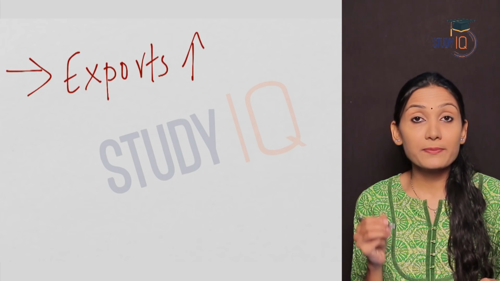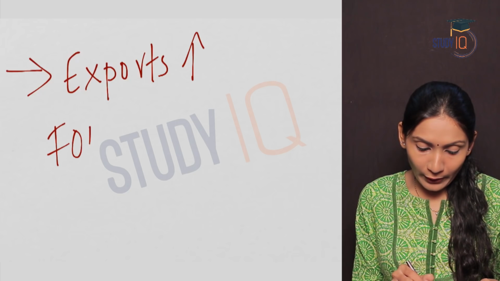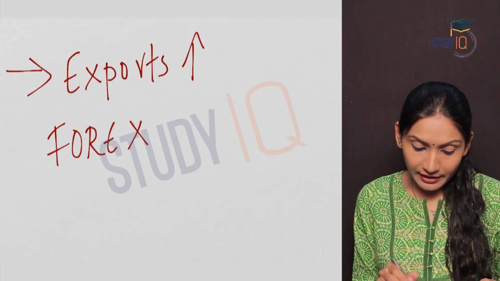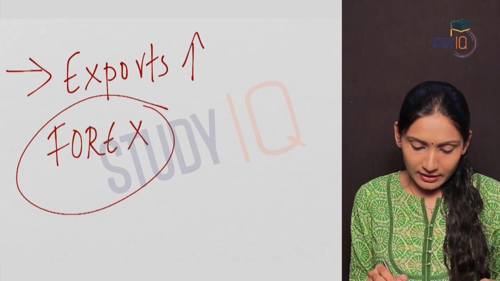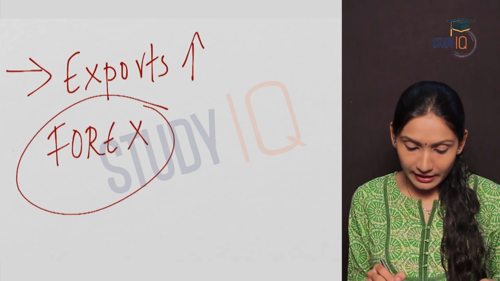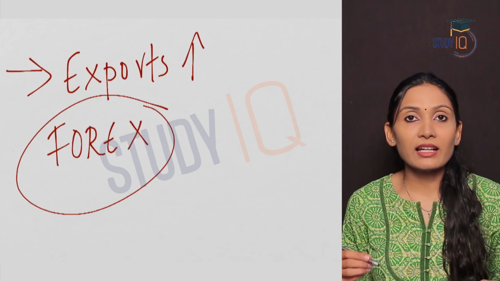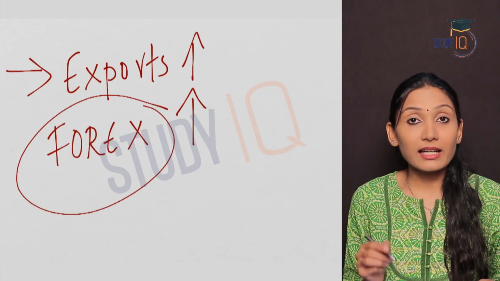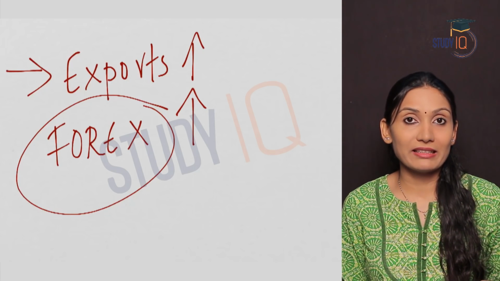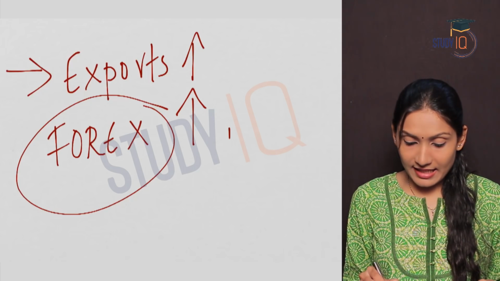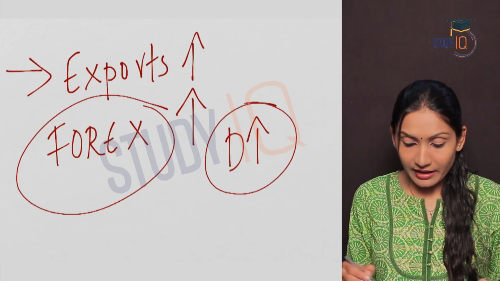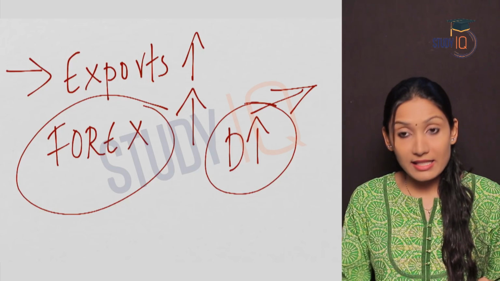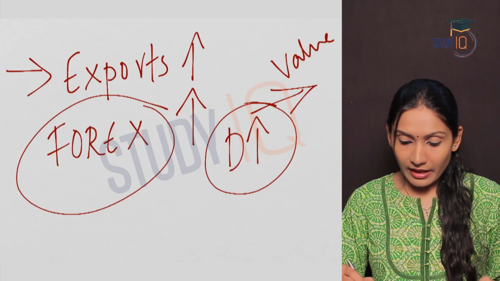So increasing exports will result in more forex of the country. When a country has more forex reserves, the value of the currency of that particular country will also increase. The country's currency will have more stability. Or otherwise we can say that the demand of the currency is high, which means that when demand is high, the value also will be high.